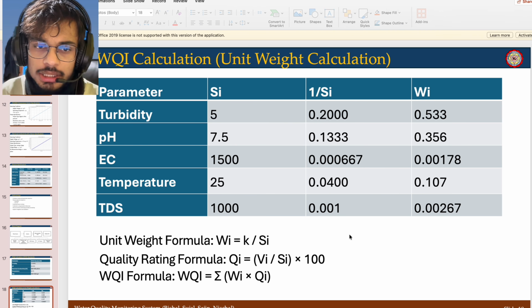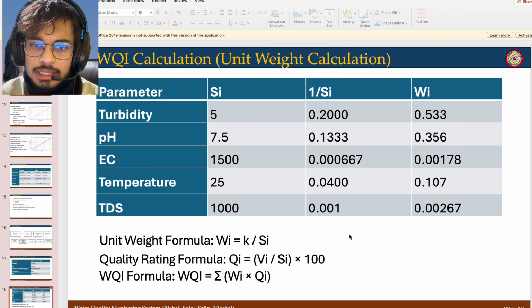Water quality rating formula: QI is calculated based on the measured value we get and the SI in the box, and QI is calculated by this formula, and WQI is calculated by the summation of WI and QI.